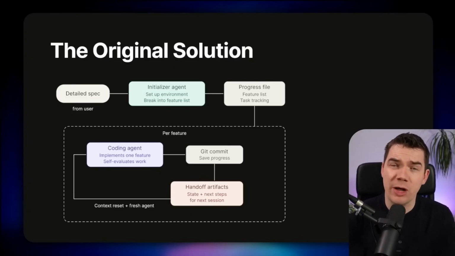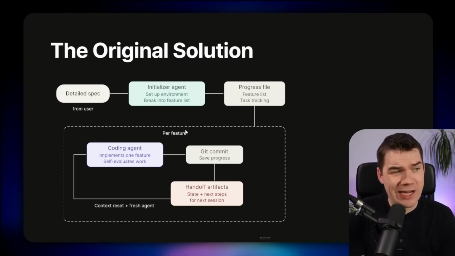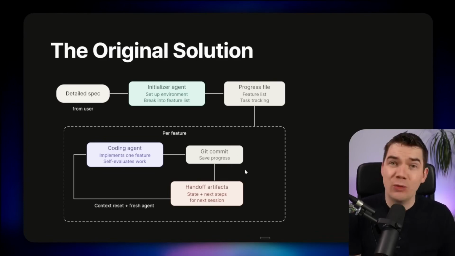It then created a progress tracking file, and then a coding agent worked one feature at a time, committing to Git after each chunk, and then it would leave clear artifacts for the next coding agent to take over. So that way you're decomposing the work, you're making incremental progress, and you're handing off context cleanly.